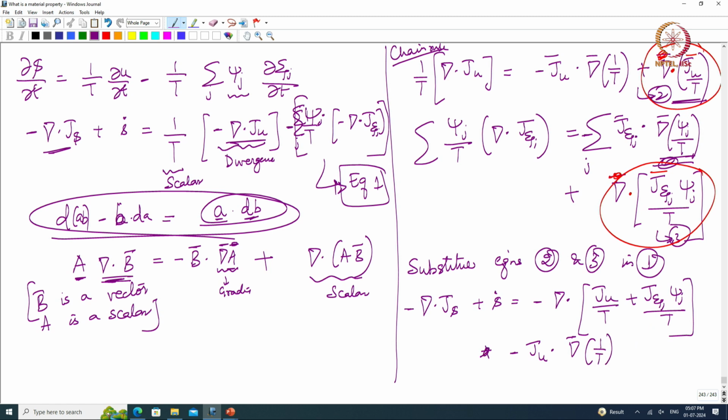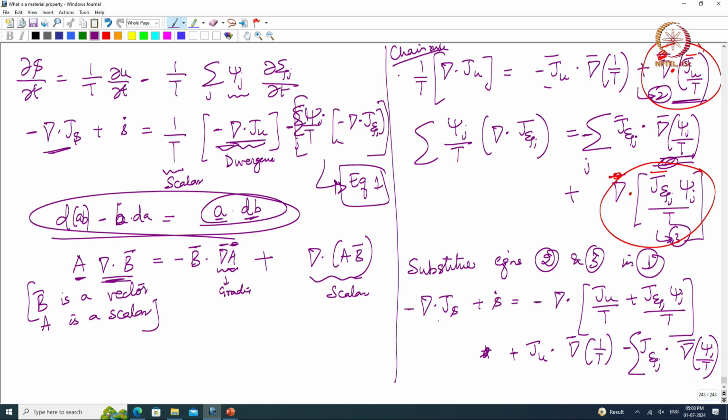This is minus of... yeah, there should be a minus here. So there is a minus here and a minus here, that is okay. So this will be plus, sorry, this is minus and this is plus. So when I go for minus, this will be plus and this will be minus. So this is plus minus sigma j epsilon j dotted with the gradient of psi j by T, okay.